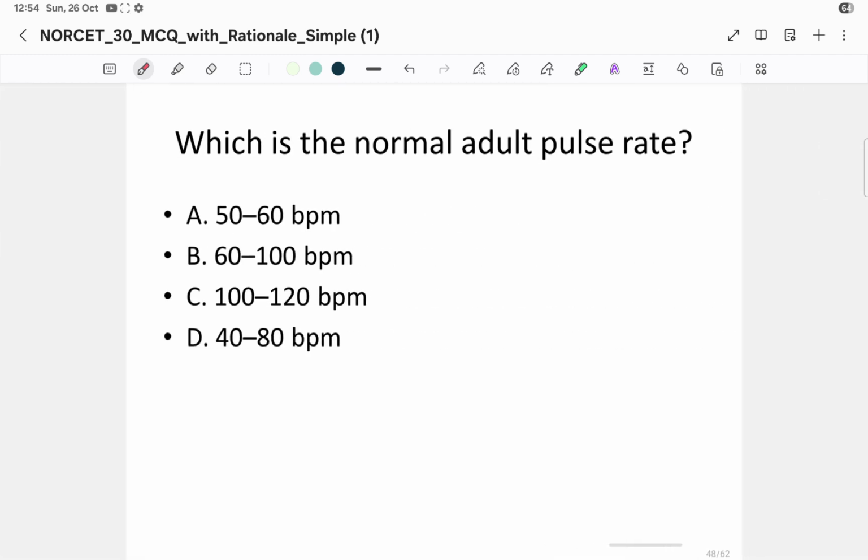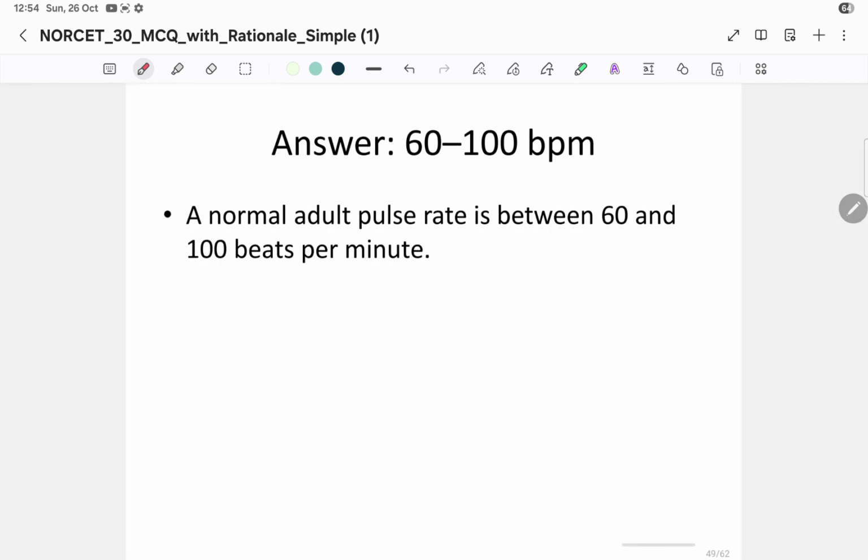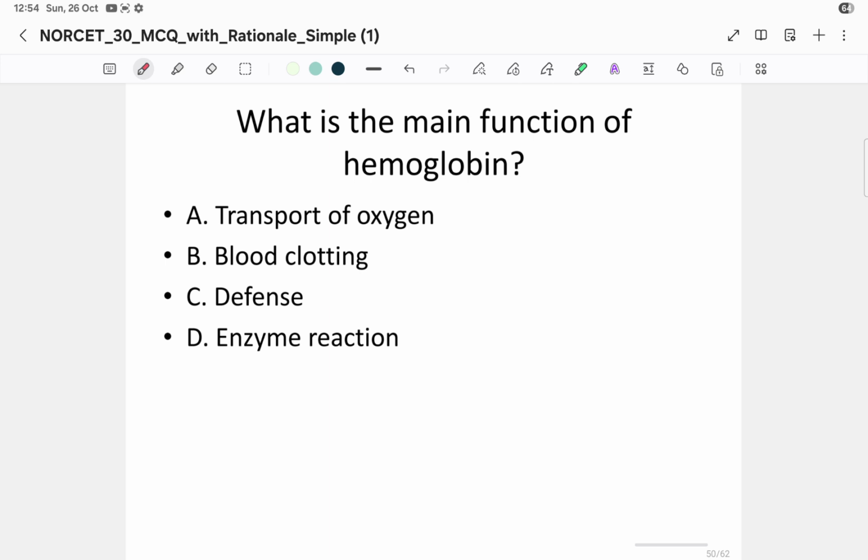Next, which is the normal adult pulse rate? Option A. 50 to 60 beats per minute. B. 60 to 100 beats per minute. C. 100 to 120 beats per minute. D. 40 to 80 beats per minute. And the correct answer is option number B. 60 to 100 beats per minute. Less than 60 is known as bradycardia, more than 100 is known as tachycardia. Clear?